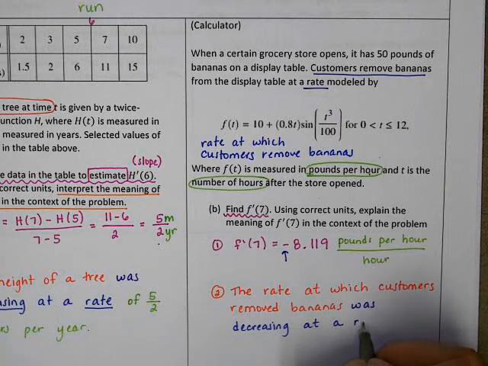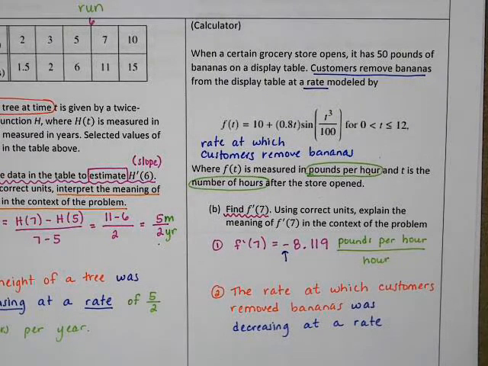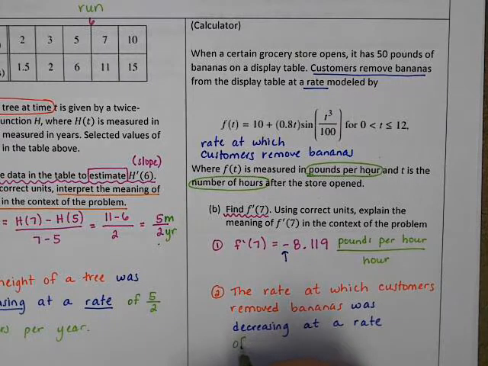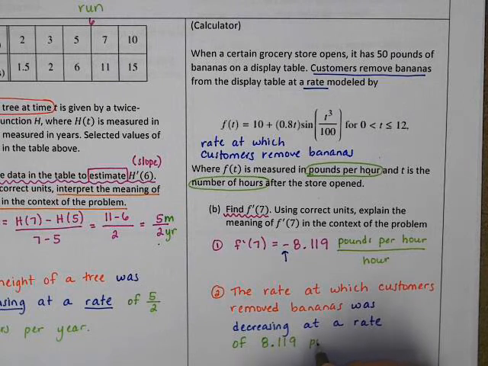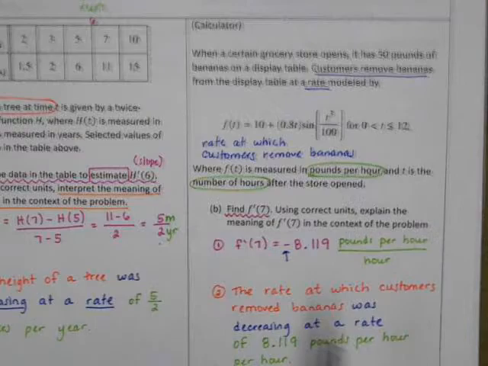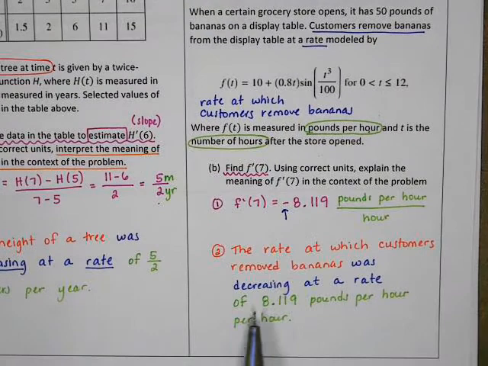at a rate of, and now we're going to give our actual calculated value, of 8.119 pounds per hour per hour. Now you'll notice, although my value was negative, I did not say a negative here, because the word decreasing means our rate was negative and here's what it was. If you put the negative here, it's kind of like having 2 negatives. You have the decreasing negative and another negative, and it doesn't make any sense.